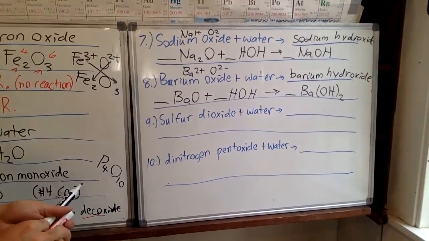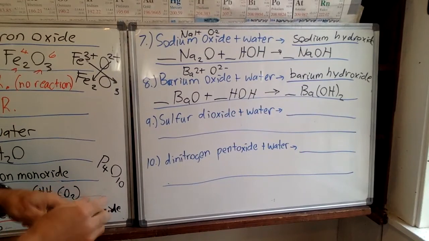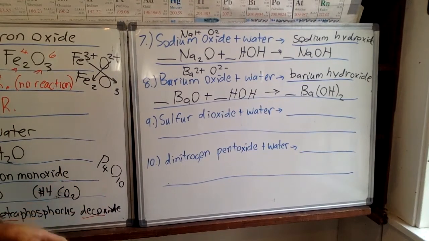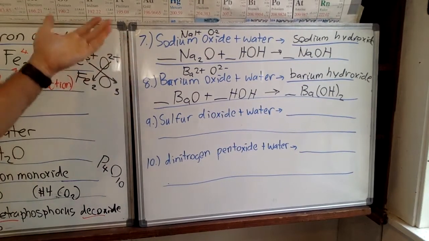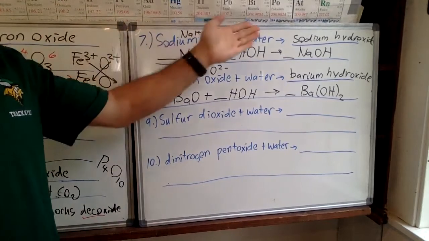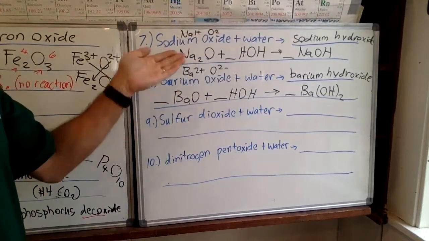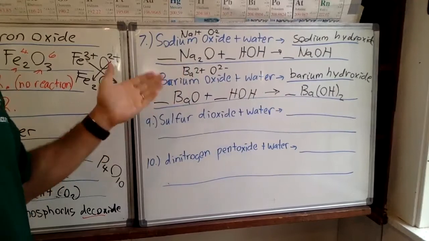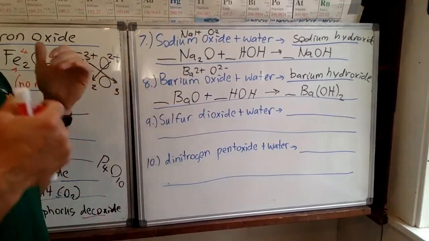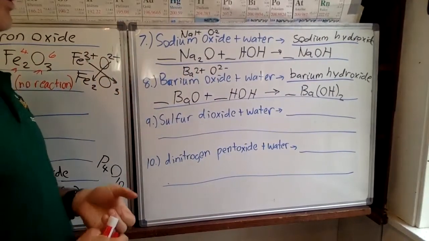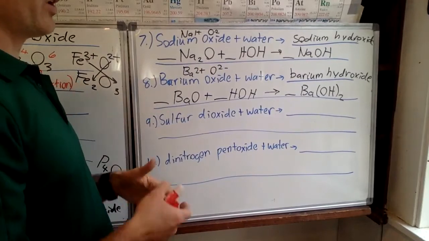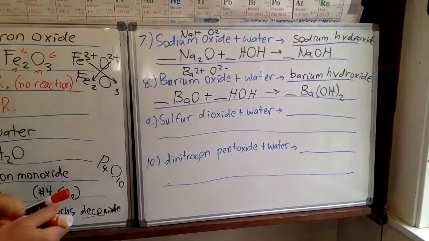All right, so we do have to balance these, but I wanted to just write the formulas out so we could compare them a bit. So sodium oxide and water makes sodium hydroxide. Barium oxide and water makes barium hydroxide. Hydroxides are bases. Metal oxides reacting with water create a base.